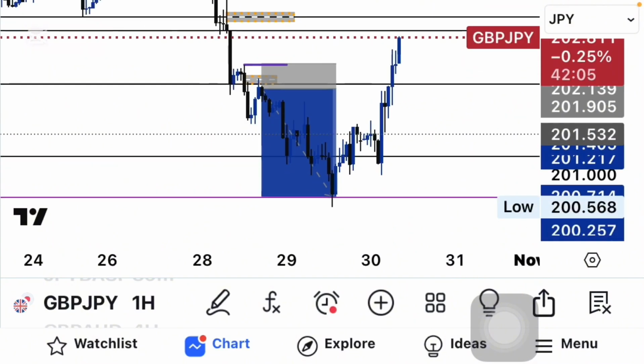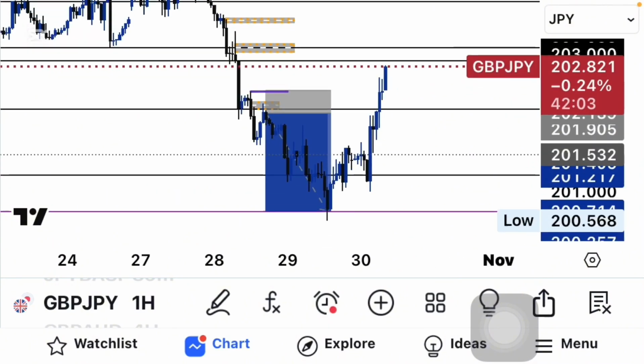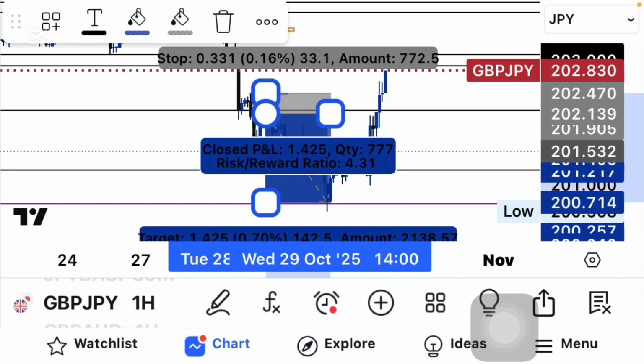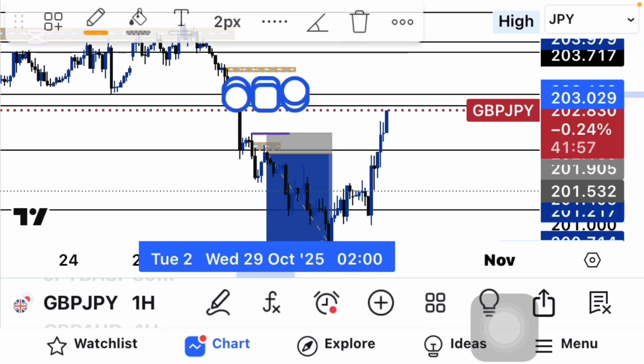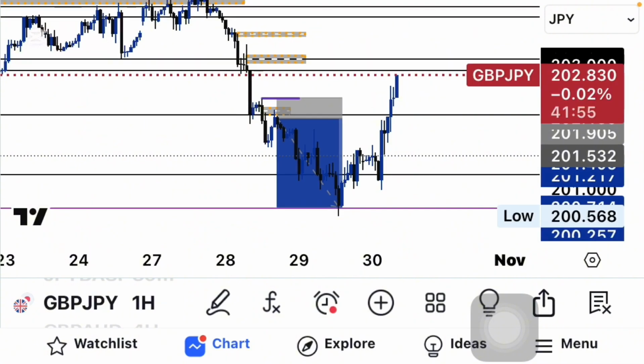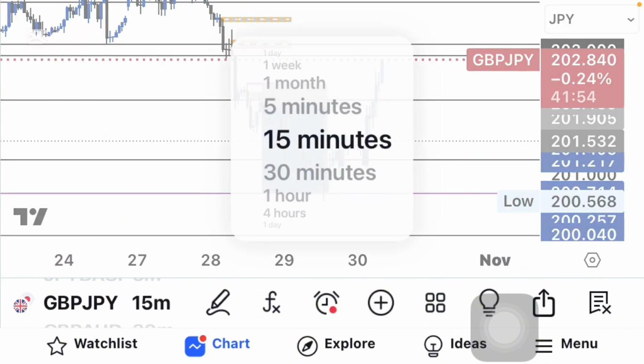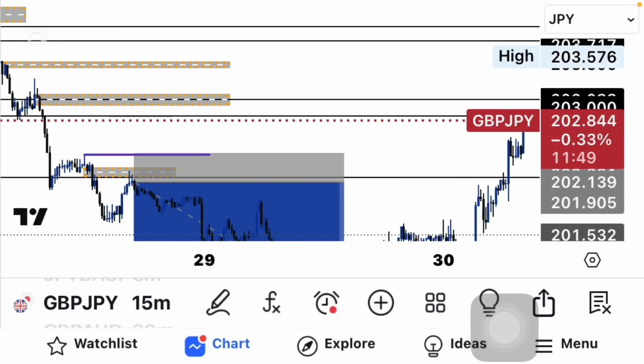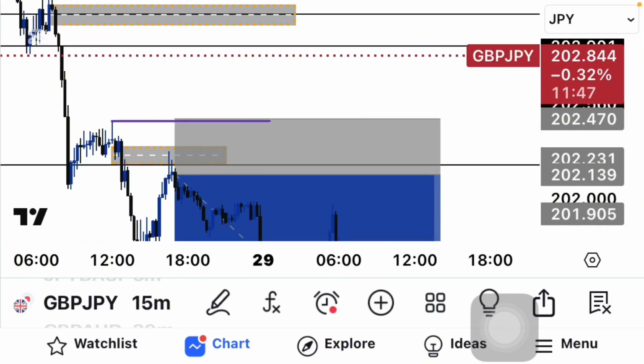My mindset regarding this trade is, if it takes me out on the first one, I'm going to get in on this second one. And it didn't take me out, it went to my take profit. Let me go back to the 15-minute time frame. So here is the 15-minute time frame.